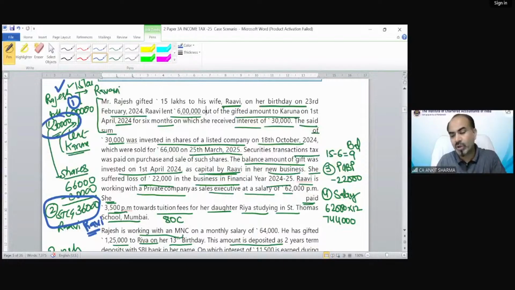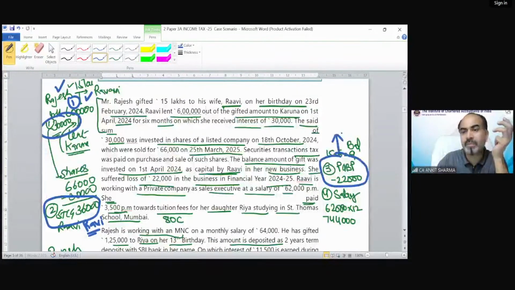The accretion on the income which is due to the clubbed income is not going to be clubbed again, except in case of a minor child. So this is going to be clubbed. This is not going to be clubbed. The amount invested in the business and whatever loss has been incurred, whether loss or income, that is going to be clubbed. Salary, of course, is not going to be clubbed. This is going to be taxed in the hands of Ravi.